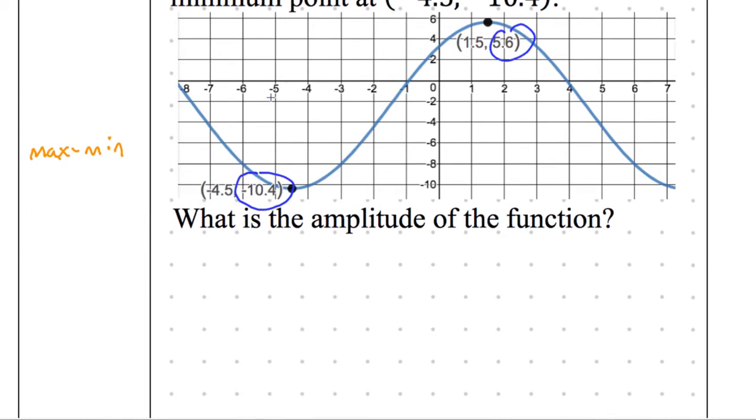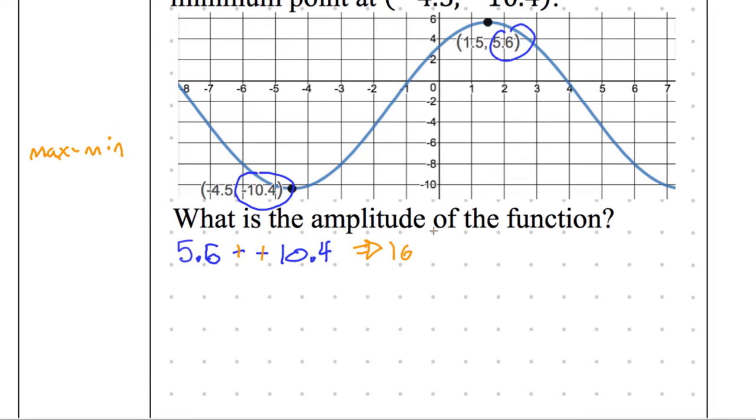So when I do that, I have 5.6 minus a negative 10.4. When I do that, negatives are kissing here, so it's going to be positive. 5 plus 10 is 15, but 0.6 and 0.4 are going to make that another 1, so it's going to be 16. This turns into 16 for the total height.